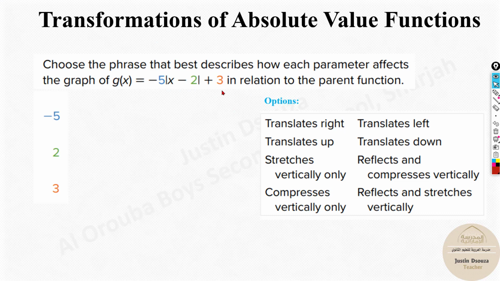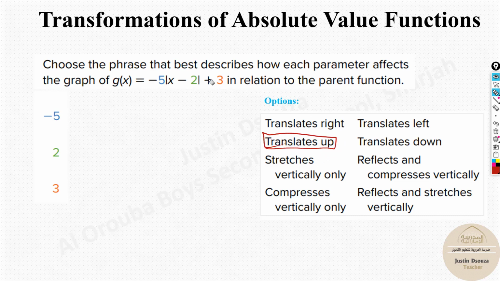We will go with the easy one. This outside one is the easiest, +3. What does it do? Now this is the graph, whatever the graph is, +3 means instead of 0, 0, it will be upside by 3. So it moves up by 3 units. Let's see, it translates left, it translates down, compresses, translates up. See, this is the answer, okay?